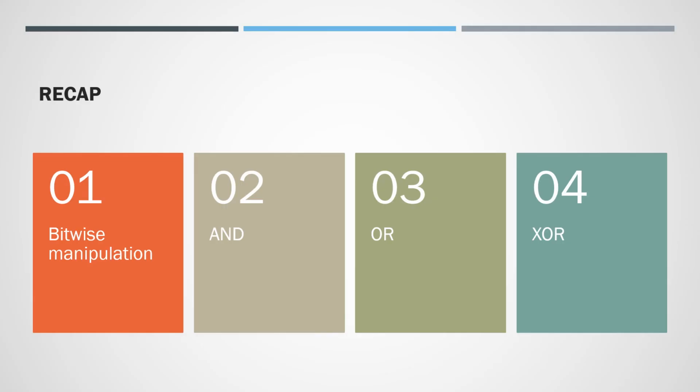So to recap, you've learnt what bitwise manipulation means. It means combining a byte with a mask, and we use one of the 3 operators, AND, OR and XOR, and you now know what those operators do and how to use them in masking.